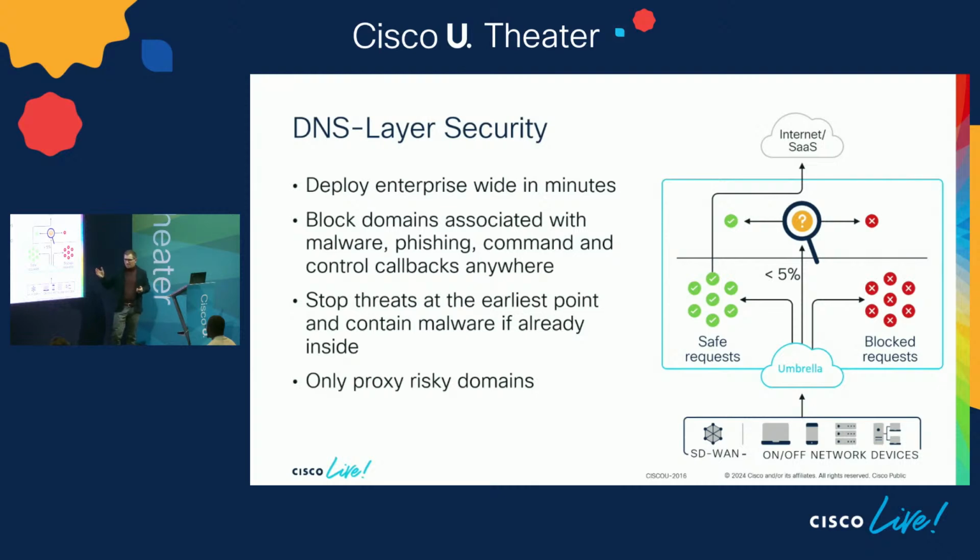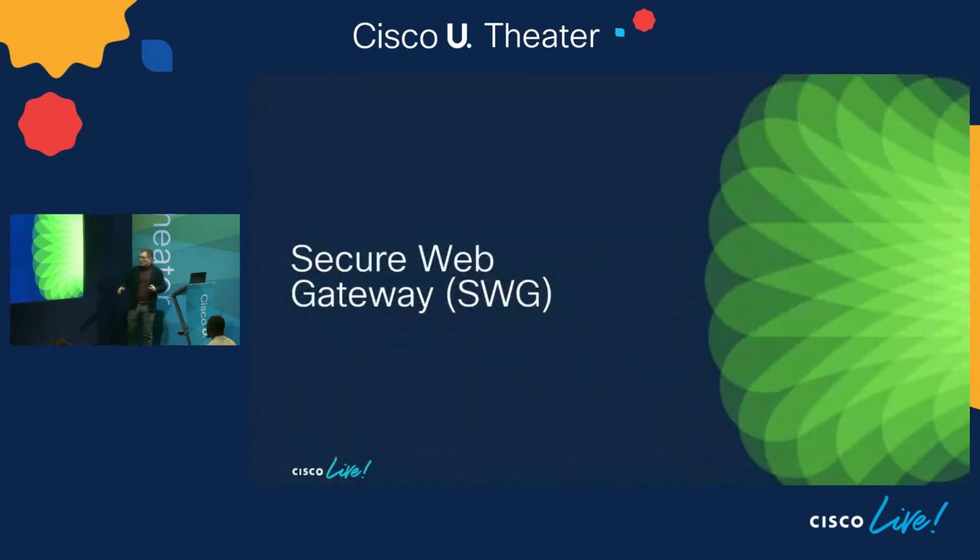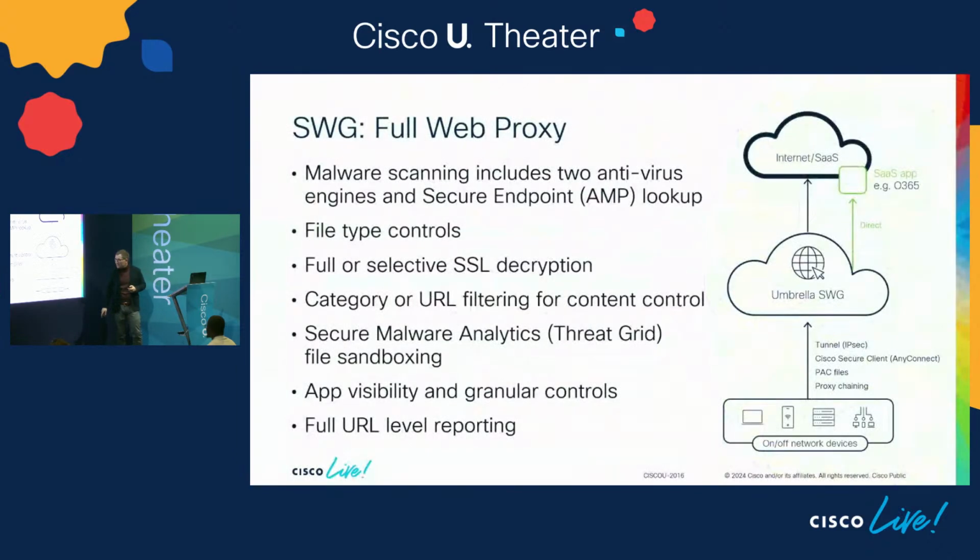So DNS layer security is limited to filtering by domain, right? But if we want to take a closer, more granular look at our web traffic, we need proxy, like full web proxy. And in Umbrella's case, this is called Secure Web Gateway. So first step is that we get web traffic up to the Umbrella. We have several different connection methods of how to send web traffic up to Umbrella.